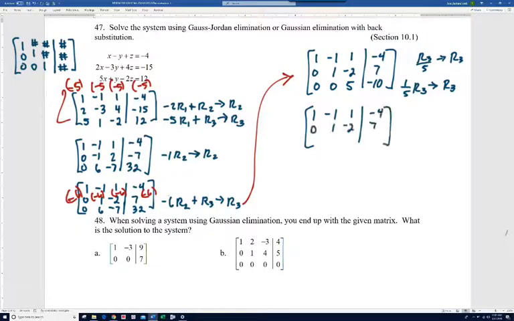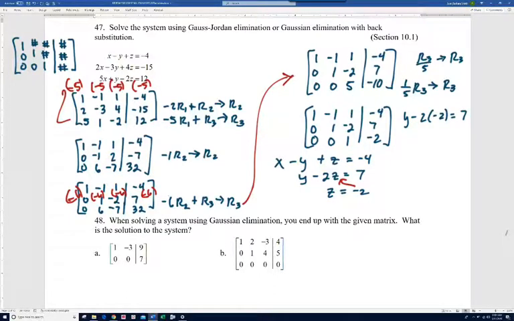So I'm going to rewrite the first two rows, and I'm going to divide everything in the last row by 5, and we get 0, 0, 1, and negative 2. And so finally, we're ready to solve the system. We can go ahead and change back to the equation form. Notice z is negative 2, so I can replace z in the middle equation here. I get y minus 2 times negative 2 equals 7. This becomes y plus 4 equals 7. And we'll subtract 4 on both sides, and we get y is equal to 3.